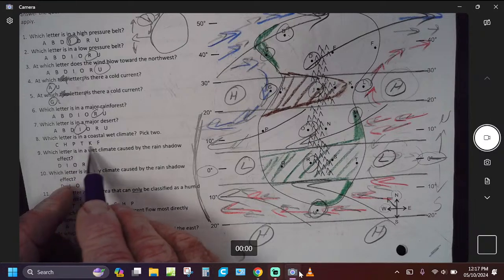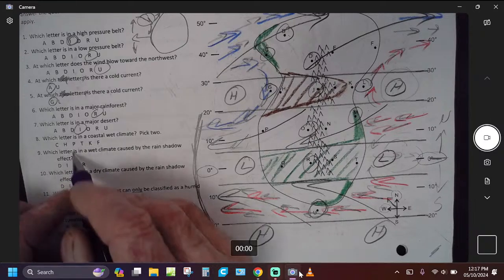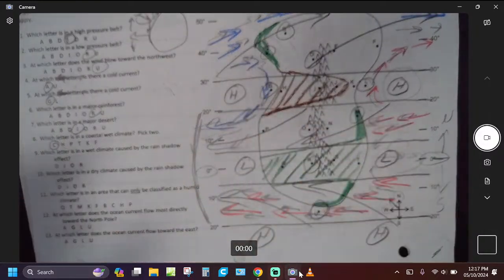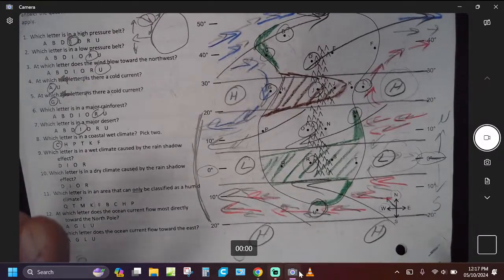C, H, P, T, K, or F? C. Yeah. So C is that one right there. The other ones must be somewhere else. They're not in a coastal wet. They might be wet, but they're not in a coastal wet.